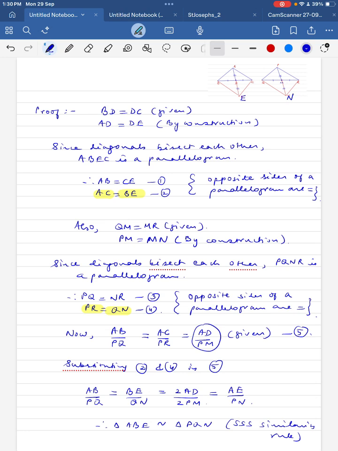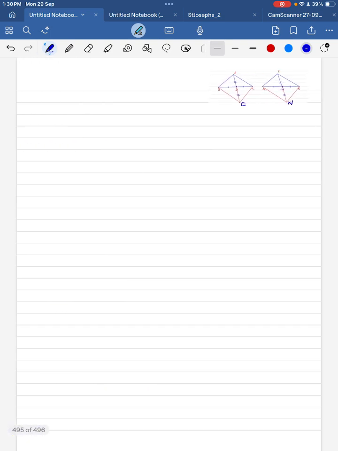Okay, so why did they become similar? Because we know that AB by PQ is equal to BE by QN, and it's also equal to AE by PN. So the three sides are proportional to each other. So the two triangles now became similar to each other. Now, because they are similar to each other, we can say that this angle and this angle are equal to each other, because corresponding angles of similar triangles are equal. Okay, so therefore angle BAE is now equal to angle QPN, because corresponding angles of similar triangles are equal.